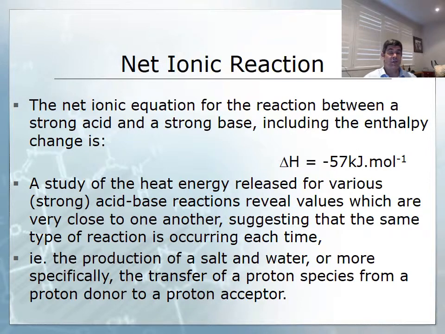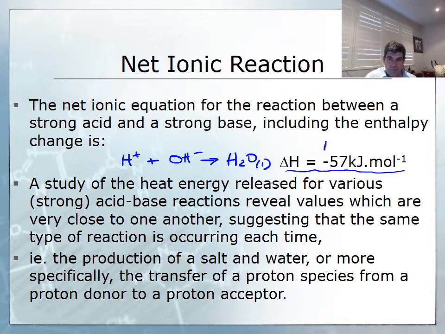So what that means is if we change our net ionic reaction to now include the delta H value, then all we're doing is rewriting the equation that we had before, H plus ions with OH minus ions to give us H2O liquid with a delta H value of minus, because it's exothermic, 57 kilojoules per mole of water. So this is the net reaction we would write for any neutralization reaction.